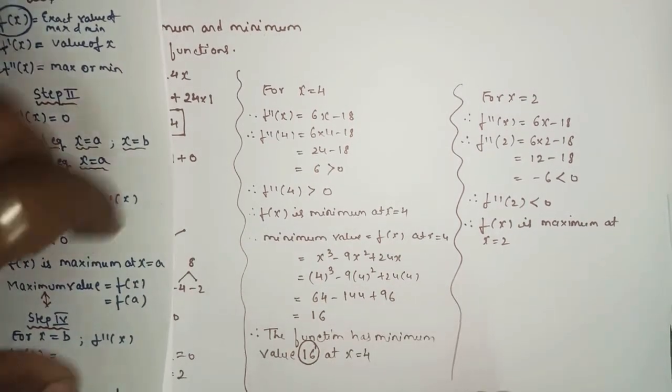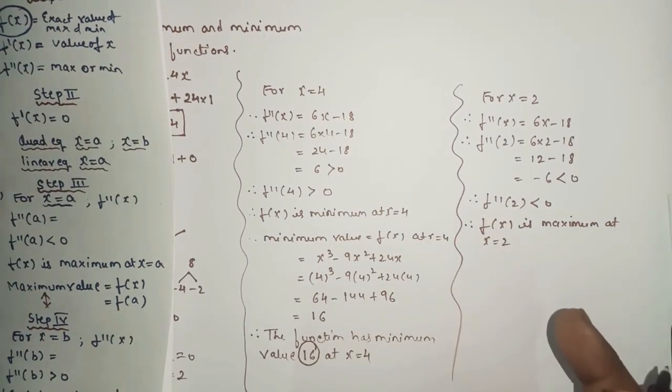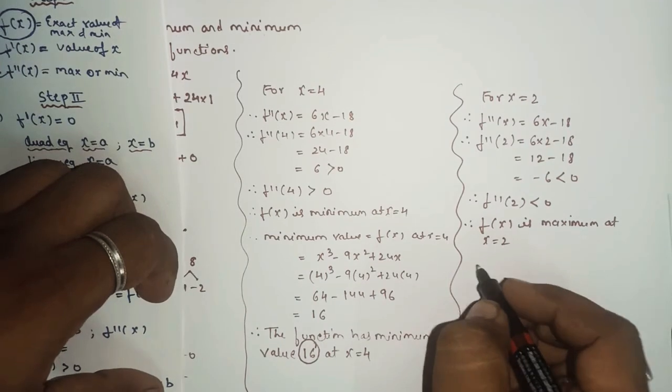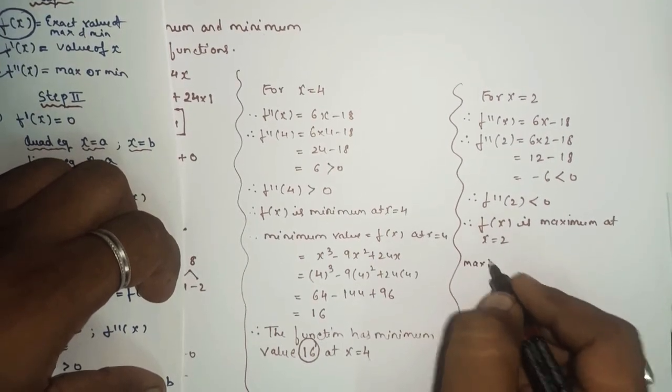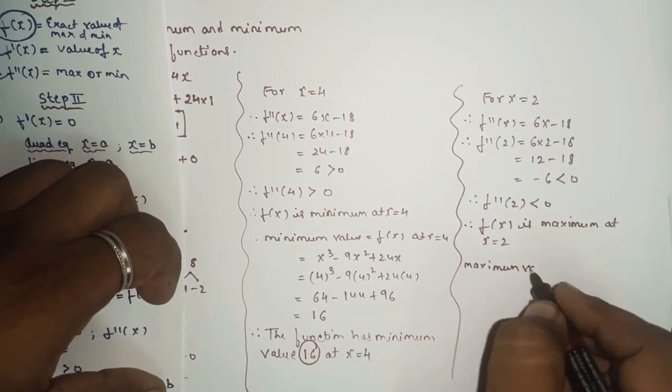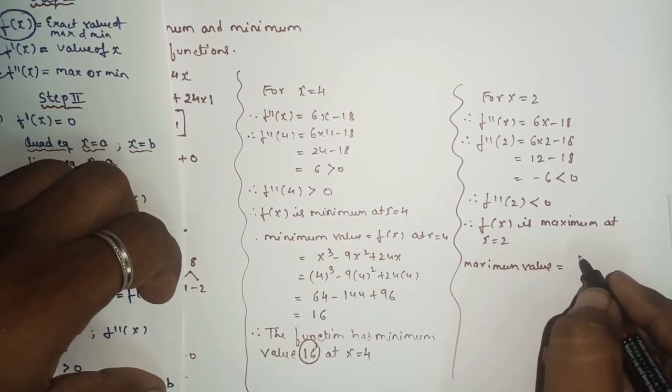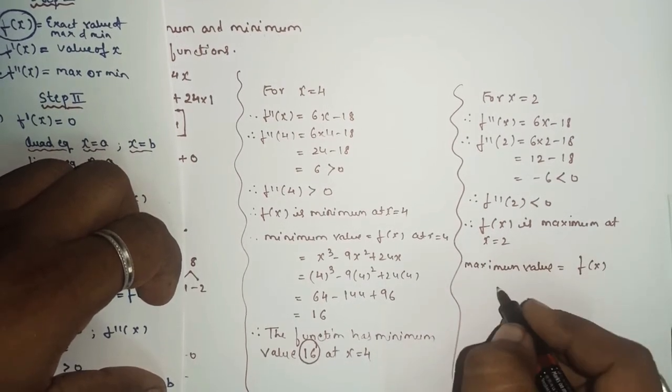So here we got x equal to 2. At x equal to 2 the function is maximum. So now if the function is maximum, we'll find the exact maximum value. To find the exact maximum value, we'll substitute the value in f of x.